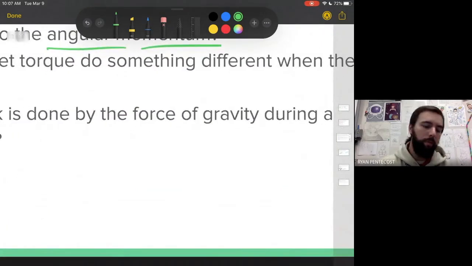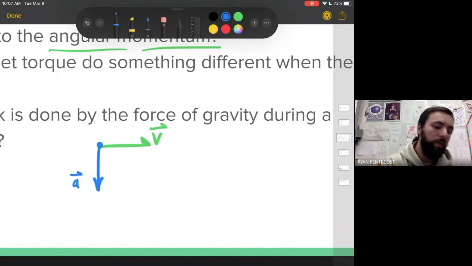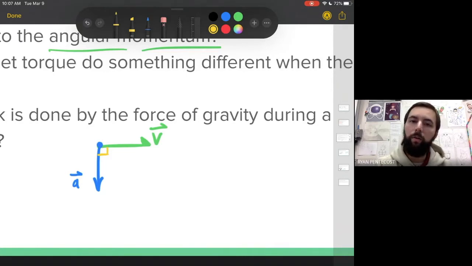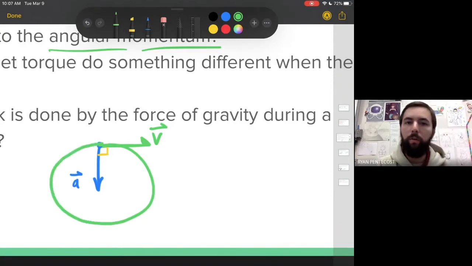So, for example, say you have a velocity vector, and then you have an acceleration vector pulling down on the object. Since this is at a 90-degree angle, we know exactly what's going to take place here. This velocity is not going to get any weaker if that's the only acceleration involved. It's only going to change direction. And we know that because this diagram is what gives birth to circular motion, right?